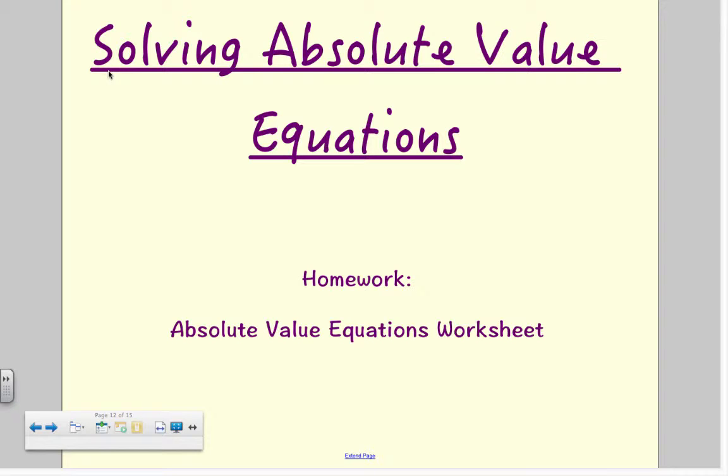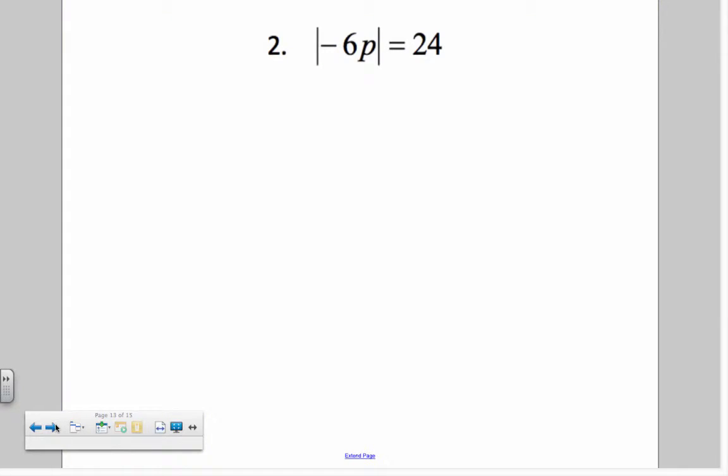I'm your host, Mrs. Herrera, and today we'll be talking about the absolute value equations worksheet that we gave you in class. I'm going to do problems 2 and 9. Okay, let's start with our first problem. Number 2 says the absolute value of negative 6p is equal to 24.